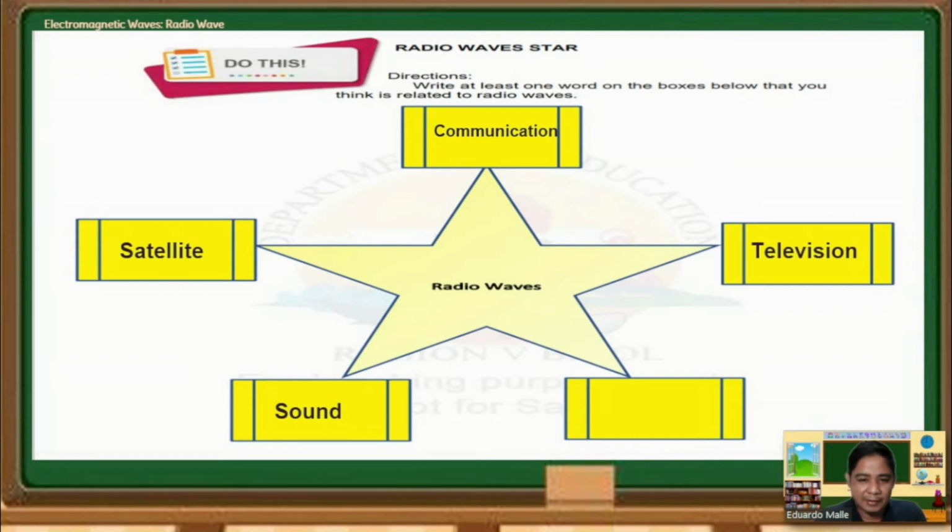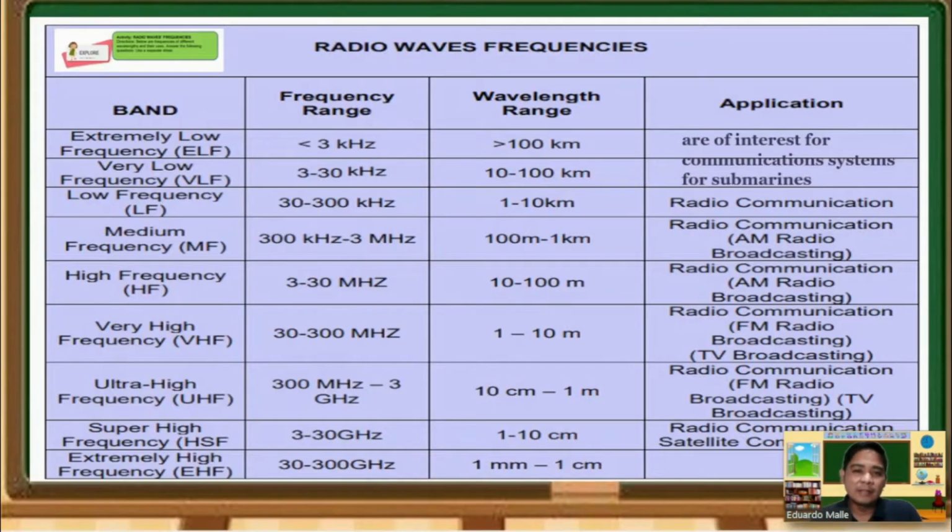Television. What else? Radio. And there are a lot of words that you can link to radio waves. Let us now tackle the different characteristics of the different bands of the radio wave frequency. Let us now proceed to radio waves frequency. We have the different bands of the radio wave based on its frequency and wavelength.